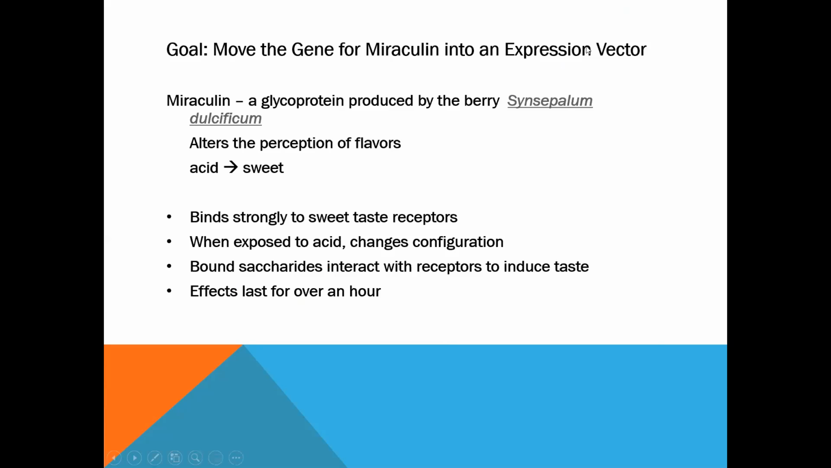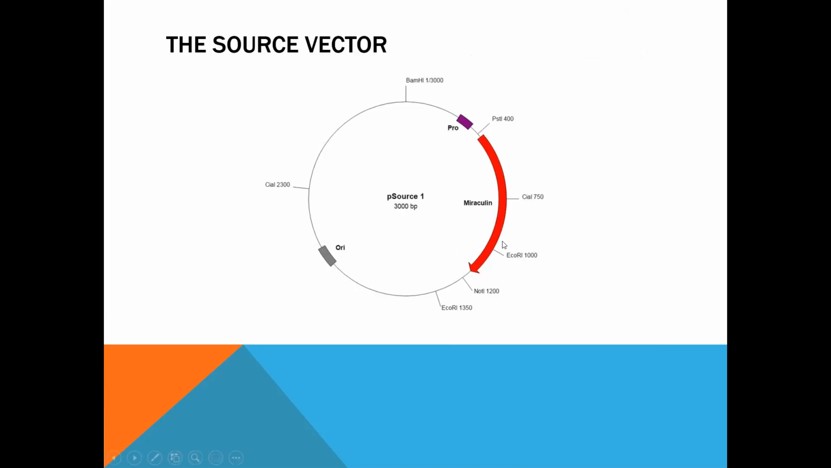And an expression vector, a vector is a plasmid, so a circular piece of DNA, that when we say something is expressed, we mean that the gene is turned on to produce the protein. So an expression vector is just a way to carry a gene that you're going to want to turn on. So here is our plasmid map. The first one has the gene for miraculin here in red. We have a promoter in purple and an origin of replication in gray.